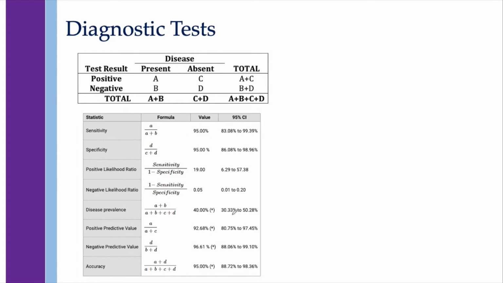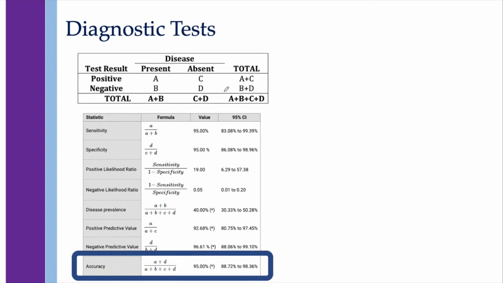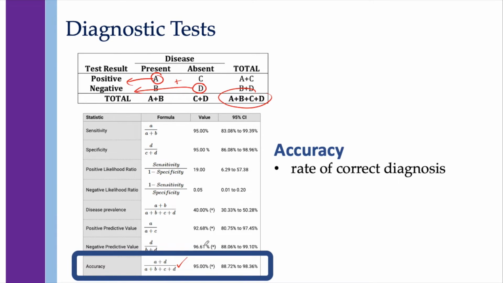Now notice here that there are other measures like the accuracy. Accuracy is simply the number of correct test results. So if a patient has the disease, then it must be positive. If a patient does not have the disease, then it must be negative. So that's A plus D over the total. Accuracy is simply the rate of the correct diagnosis.